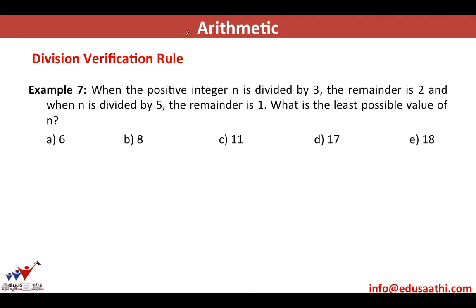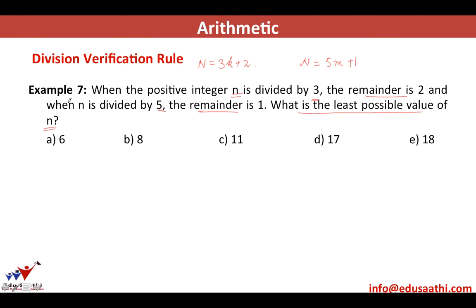Seventh question: when the positive integer n is divided by 3, the remainder is 2. So I can write n as 3k plus 2. And when n is divided by 5, the remainder is 1. Now this will be 5, and I will not use the same k because the quotient will not be the same. So 5m plus 1. What is the least possible value of n?